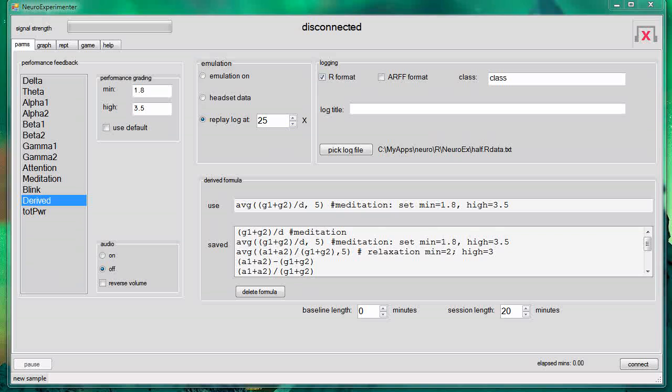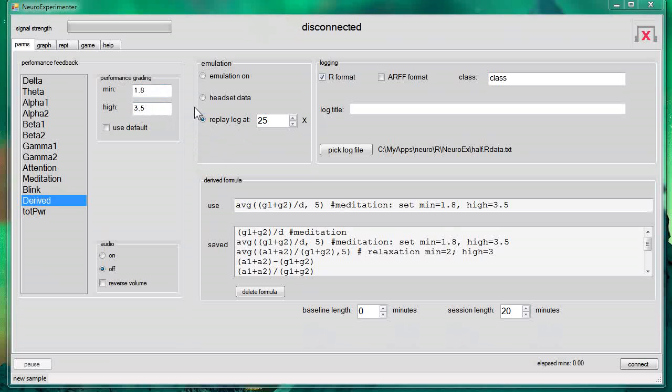Well, I've changed the formula a little bit. I've taken the average over the last 5 samples instead of just taking the last sample. This will smooth the audio feedback and make it less erratic. This is just a matter of taste. You might like more real-time feedback, and so you could either reduce this to something like 2 or 3 or just take the average out altogether. We retain our minimum and our high grading limits that we discovered during the last session.